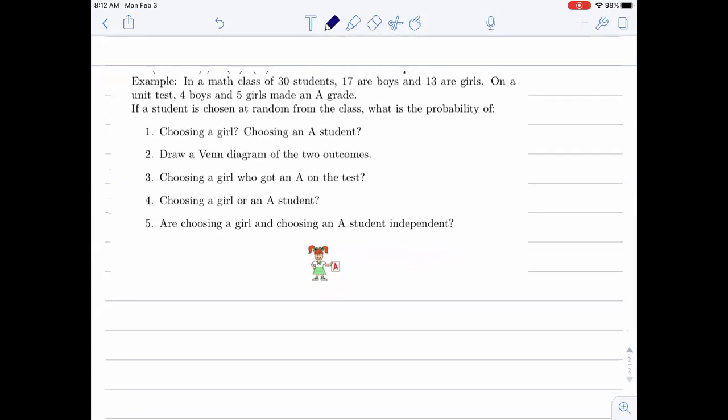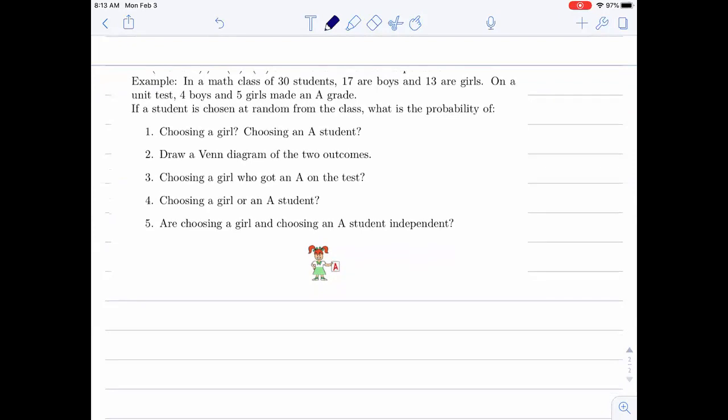So in a math class of 30 students, 17 are boys and 13 are girls. On a unit test, 4 boys and 5 girls made an A grade, so they got an A on some sort of test. If a student is chosen at random from the class, what's the probability of choosing a girl, choosing an A student? Right.